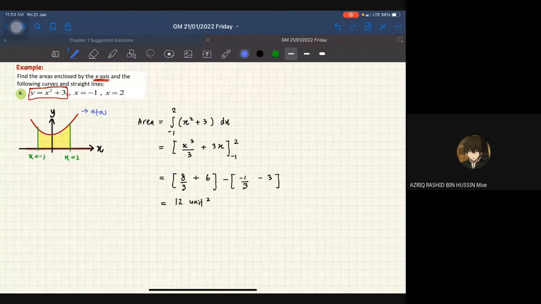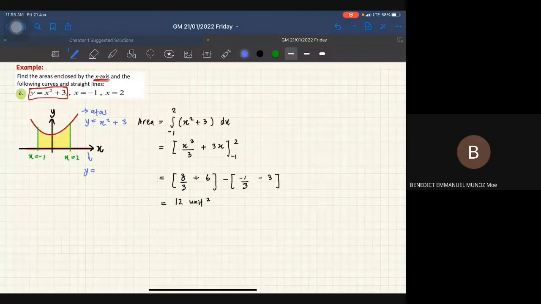The upper one is y equal to x square plus 3. What about the below function? Y equal to what? Quick, try guessing, quick. This is our lower function. Y equal to what? 0. Yes, exactly, correct. Okay, so our lower function is y equal to 0.